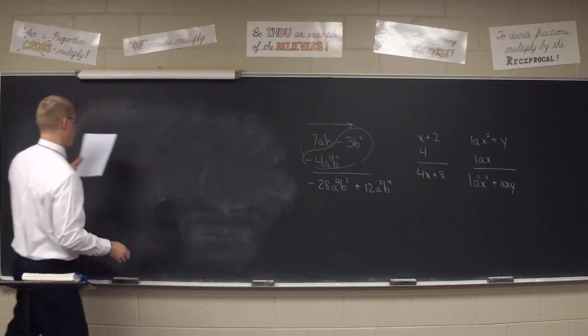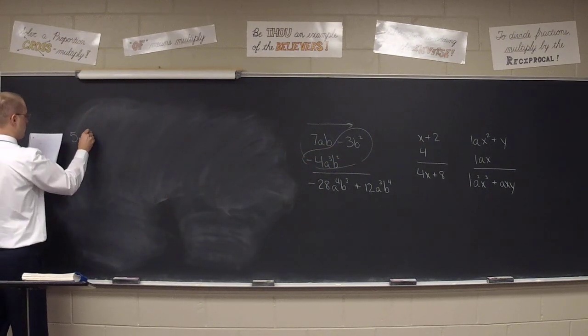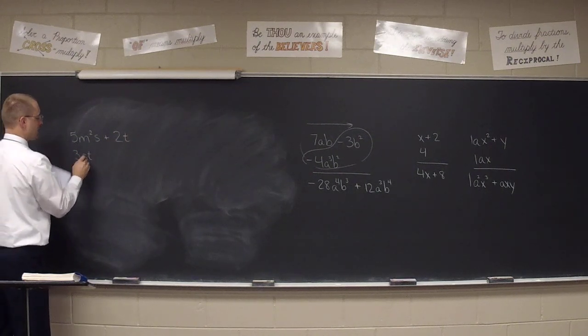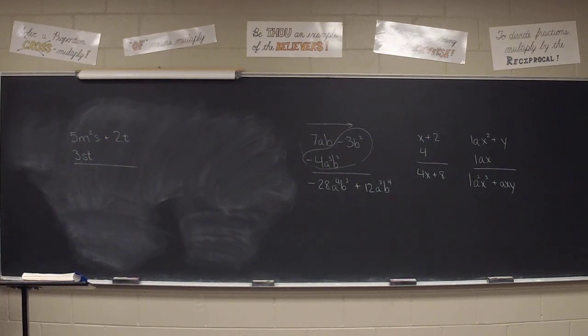All right, how about this one? 5m squared s plus 2t times 3st. Everything we do goes left to right, so that's why I'm lining it up on the left edge, because everything works that way in algebra.